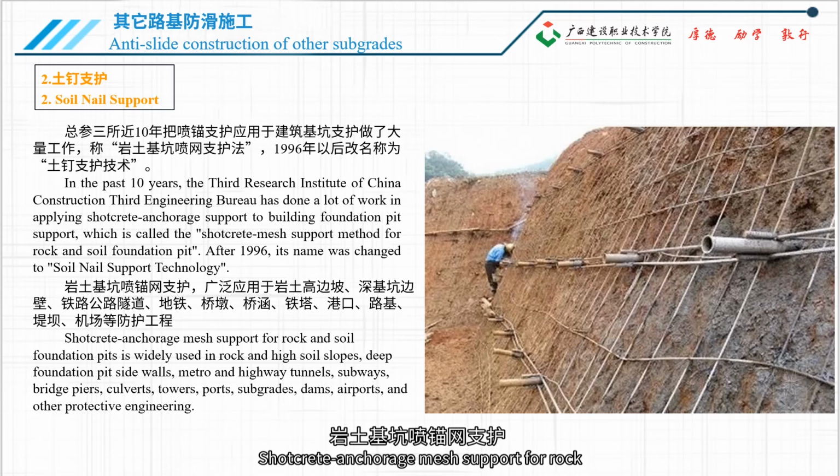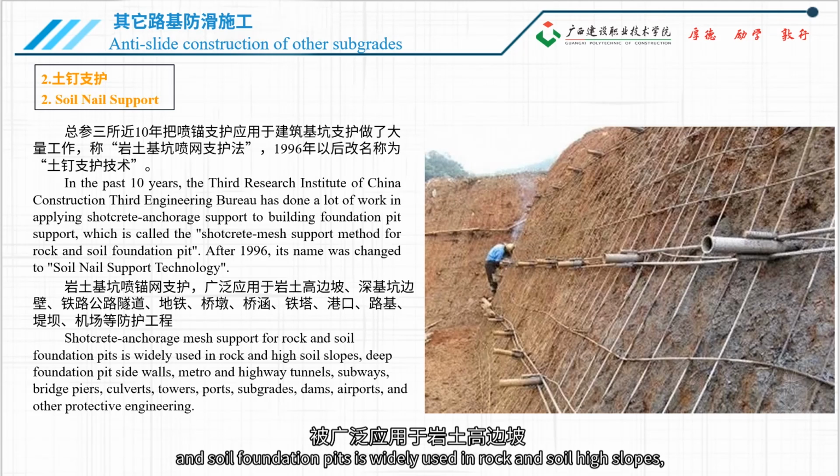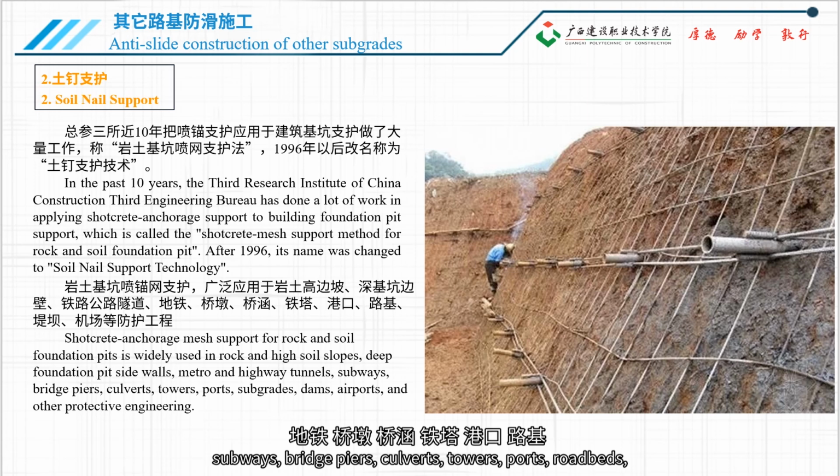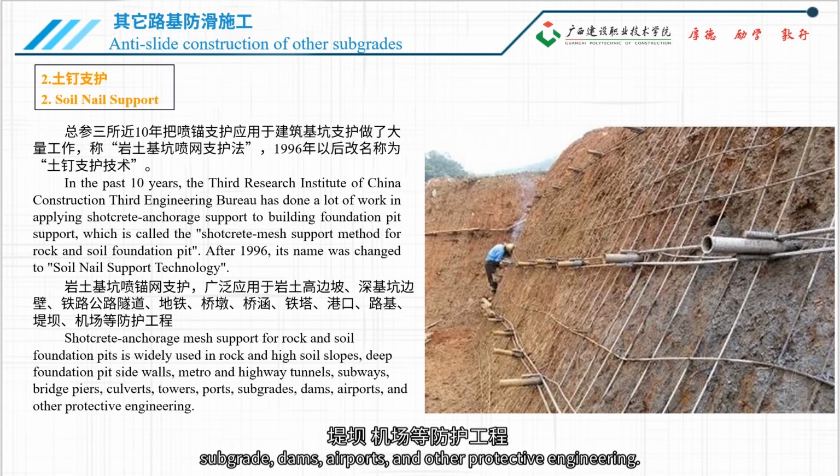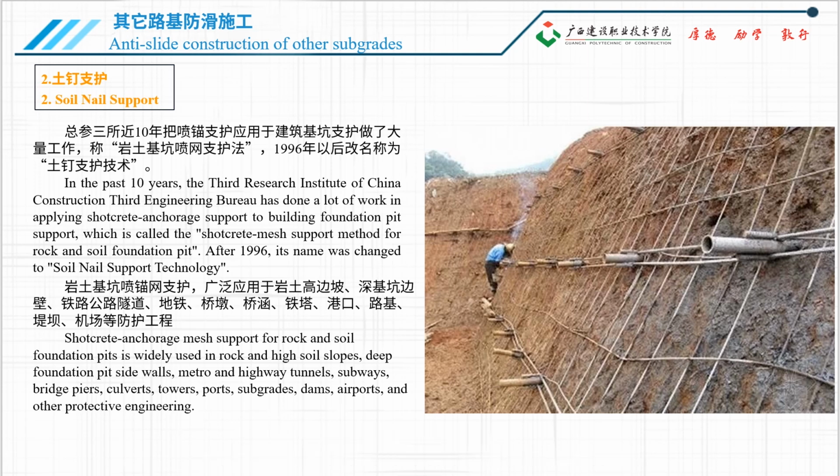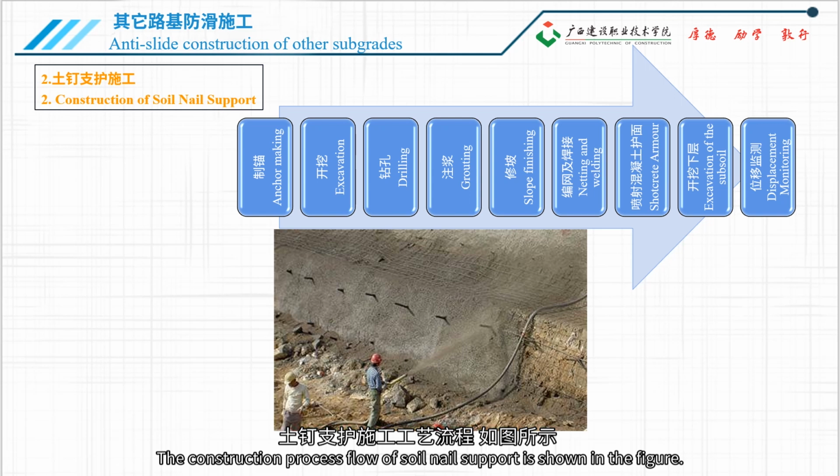Shotcrete anchorage mesh support for rock and soil foundation pits is widely used in rock and soil high slopes, deep foundation pit side walls, railways and highway tunnels, subways, bridge piers, culverts, towers, ports, roadbeds, subgrade, dams, airports, and other protective engineering. The construction process flow of soil nail support is shown in the figure.